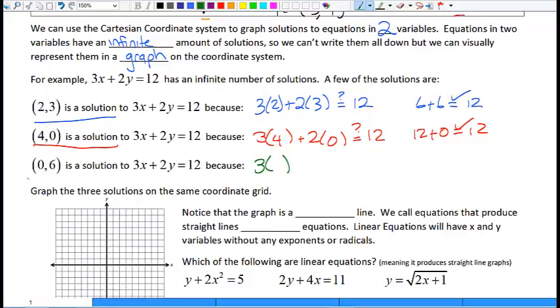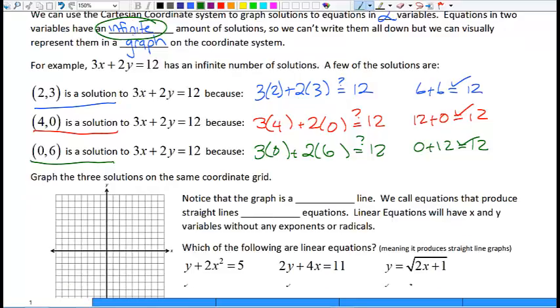3 times x, but in this case, x is 0, plus 2 times y, but y is 6. Is that truly equal to 12? Well, let's find out. 0 plus 12 equals 12. It does work, okay? So therefore, here are 3 solutions. And as I said earlier, there's not just 3. There's an infinite amount of solutions on this graph. So I want you to graph 3 solutions on the coordinate grid.